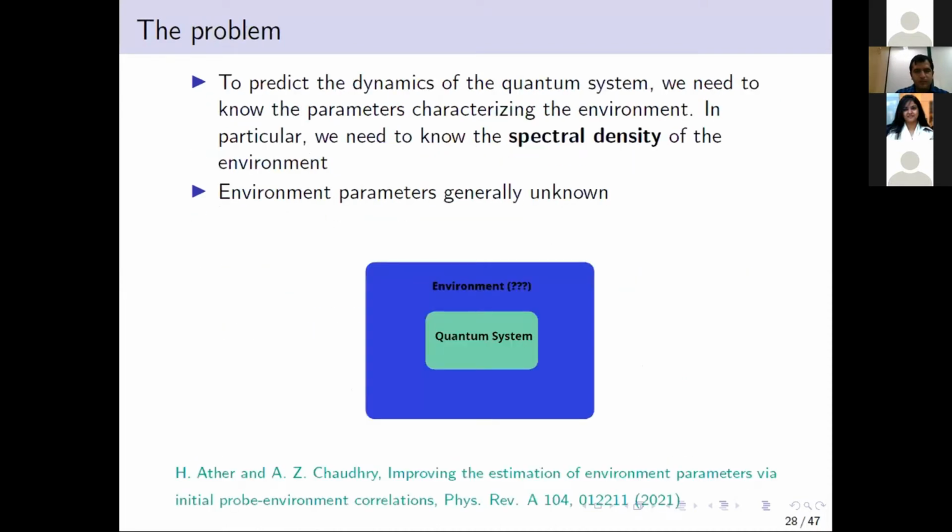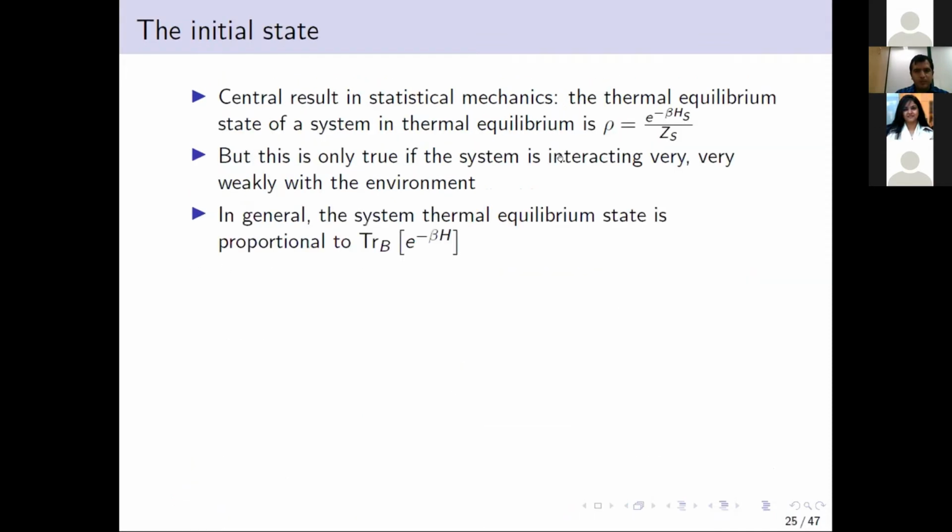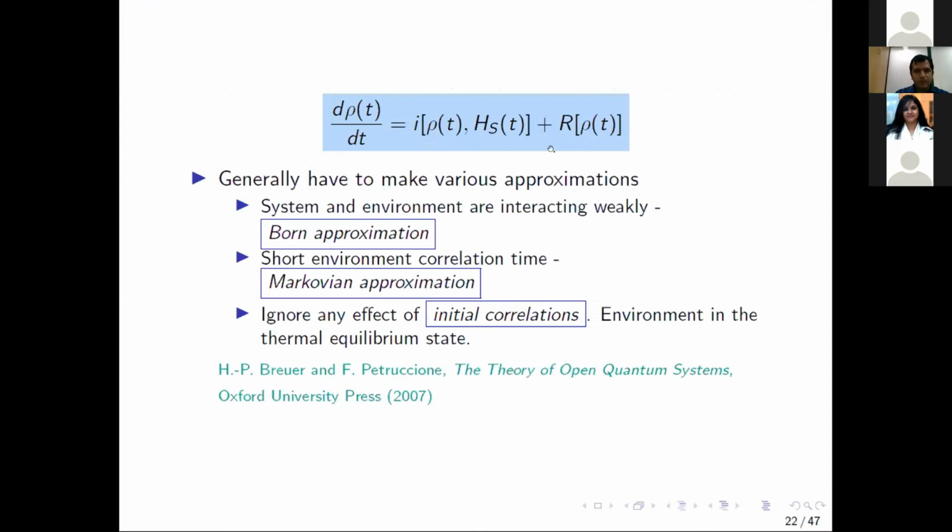Okay. Now, I'll essentially present two problems that I dealt with. The first problem is the following. To actually simulate this master equation over here, you need to know different properties of the environment, because you need to calculate some numbers related to the environment. In particular, you need to know something called the spectral density function of the environment. That's a function that characterizes the environment. That is a function that pops up in this term of the master equation.